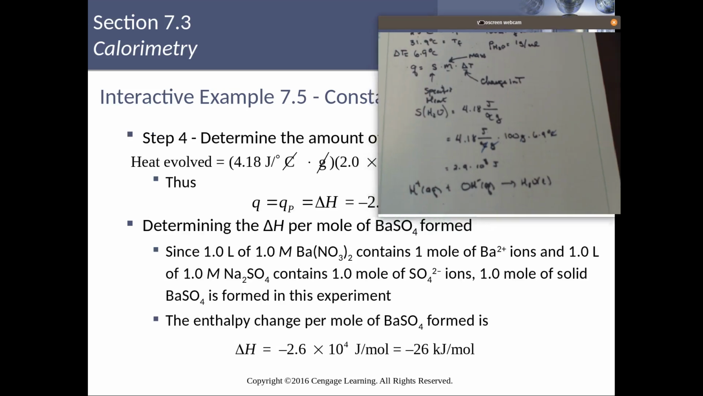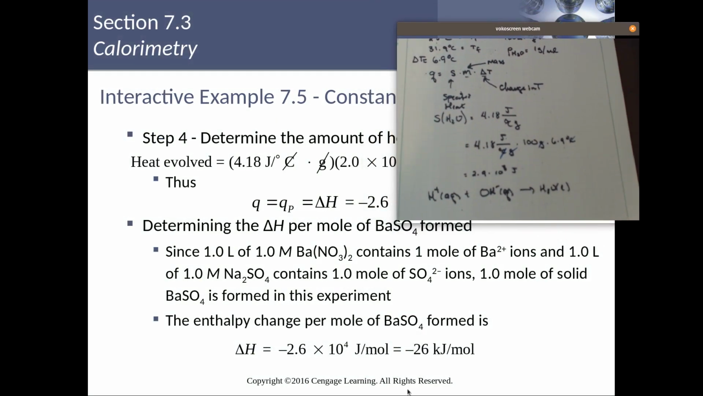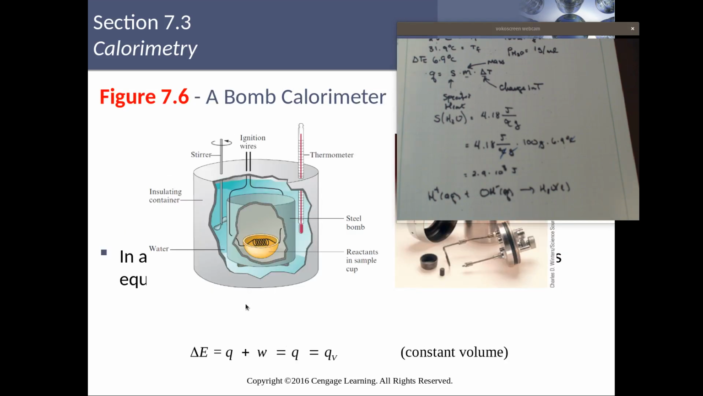Again, we can go through this. We calculate the delta H, and we can calculate the delta H per mole of this thing formed, because we formed a mole. So we now can conclude that the heat of formation of BaSO4 from this reaction is minus 26 kilojoules per mole. So this is an important part of that particular reaction.